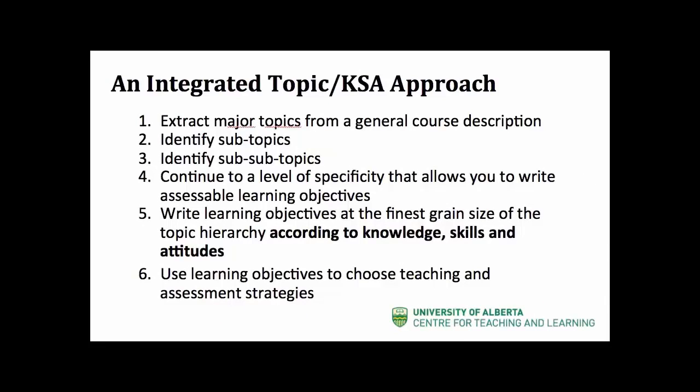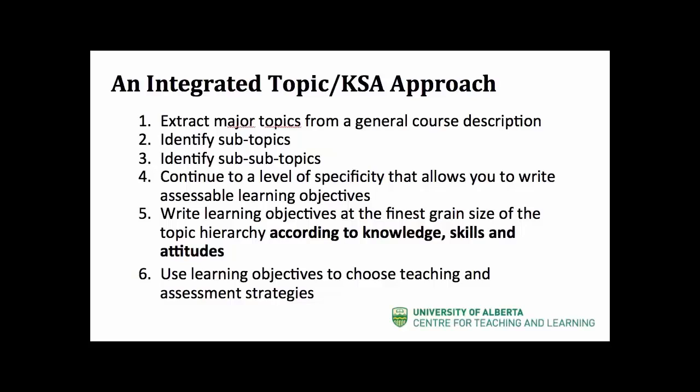The topic hierarchy and KSA organizing frameworks have weaknesses when used on their own. However, when combined, clarity about the areas of learning that are covered and the types of learning experiences emerges. Combining the two frameworks simply requires that learning objectives be written according to knowledge, skills, and attitude for each of the identified topics in the course.